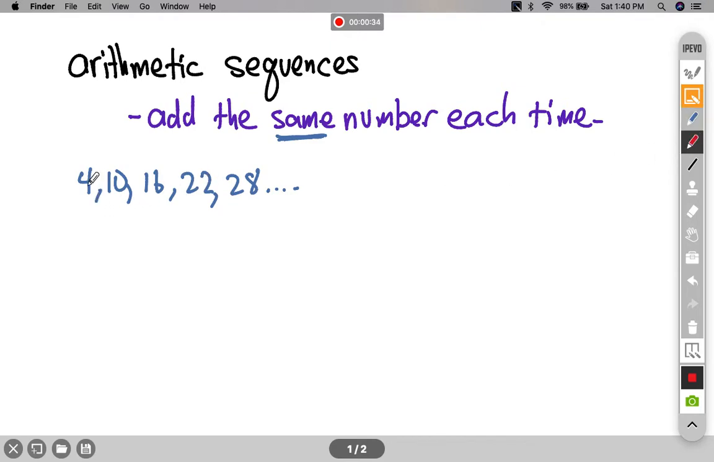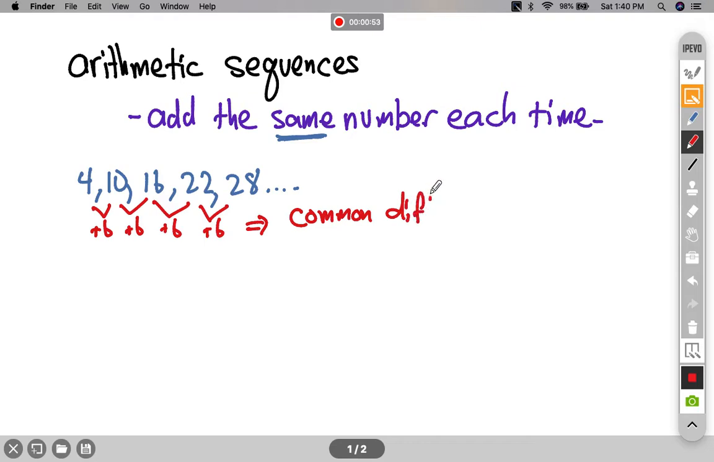You notice to get from 4 to 10, we added 6. To get from 10 to 16, we added 6. 16 to 22, we added 6. Each time we're adding 6 to get the next number. This number we are always adding, we call this the common difference. We call it common because we're always getting the same number.